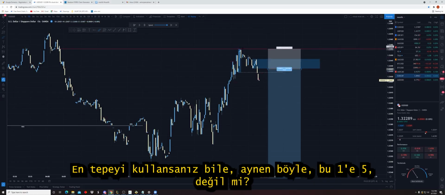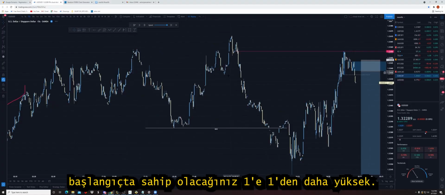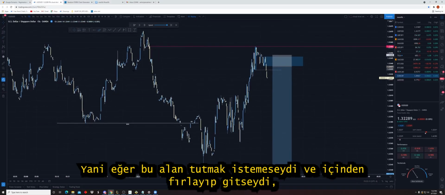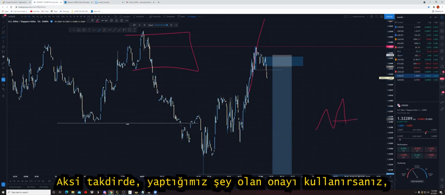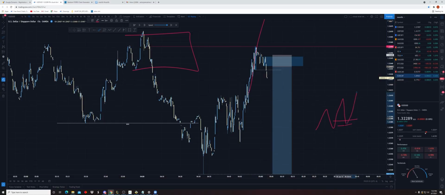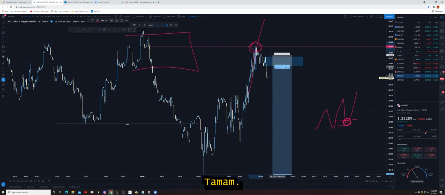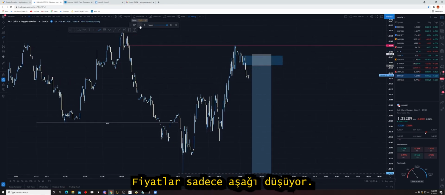Even if you use the very high, just like that, that's a 1 to 5, right, which is still higher than the 1 to 1 you would have originally had if you had used just the supply and demand zone. And on top of that, you confirm this area. So if this area didn't want to hold and it just kind of shot through, just getting involved on it normally using this basis would have gotten you screwed. Otherwise, if you use the confirmation, which is what we do, which is confirming that zone, you get a much better entry, okay?